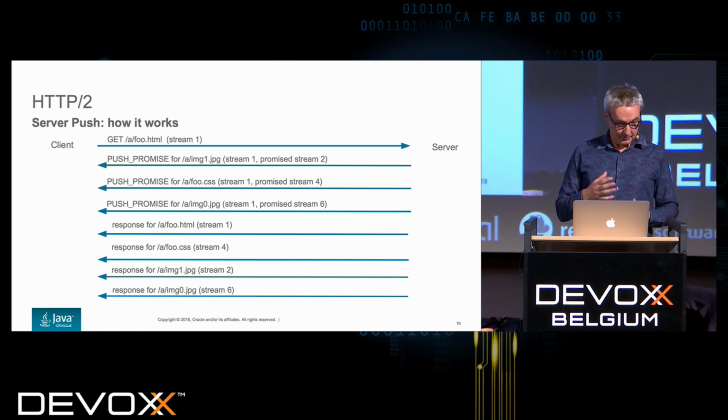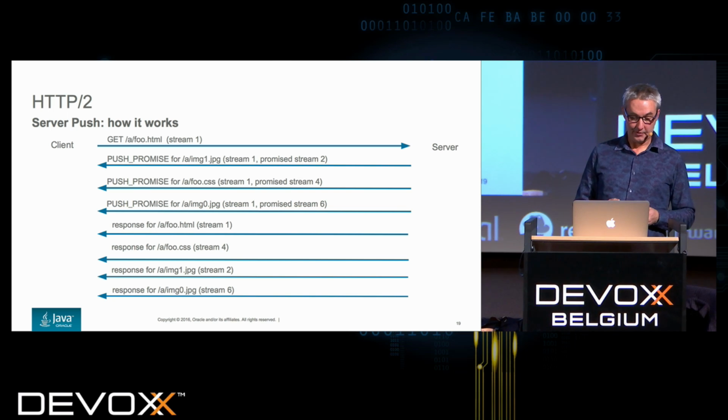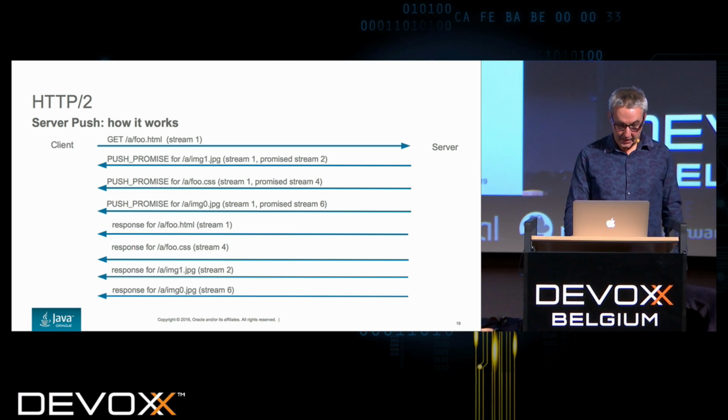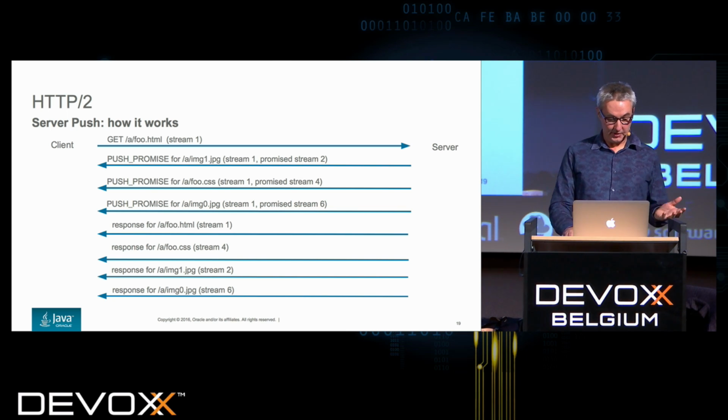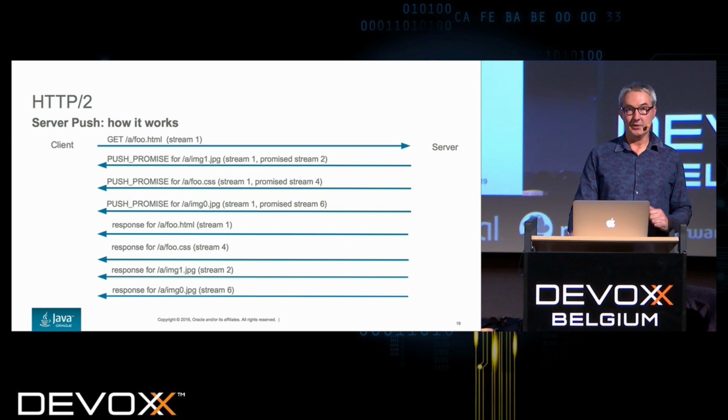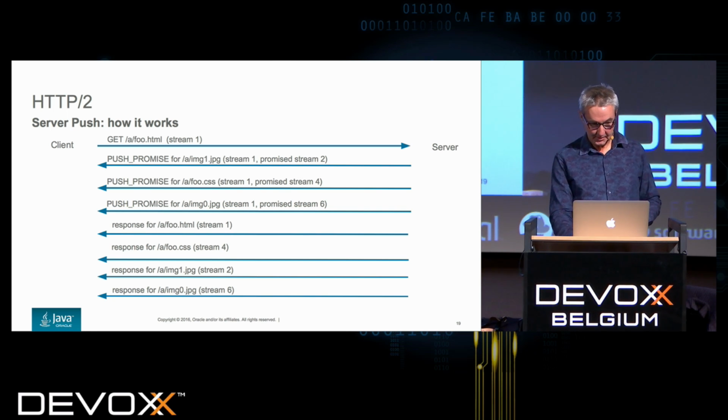And the client has the opportunity to reset these, because you can see each push promise contains a promise stream ID. So it's possible for the client to cancel or reset those promise streams if the client doesn't want to receive the data. If the client doesn't do that, then the responses will eventually arrive on the relevant stream.